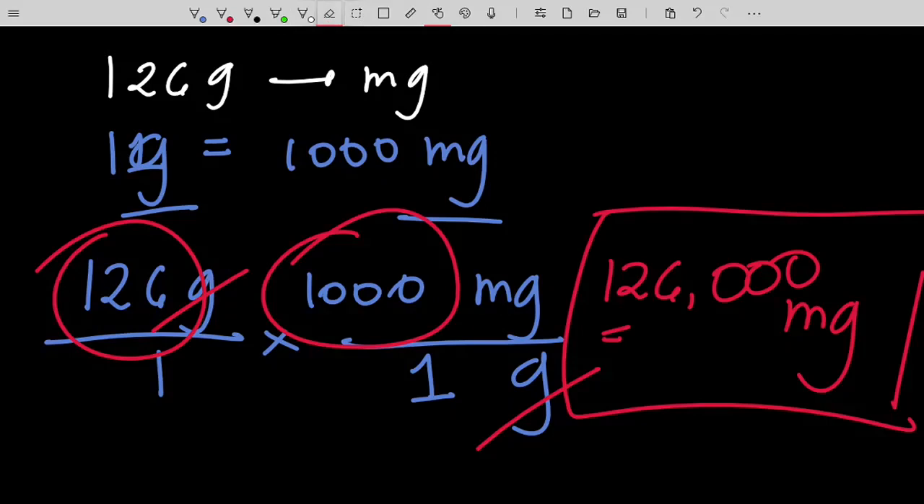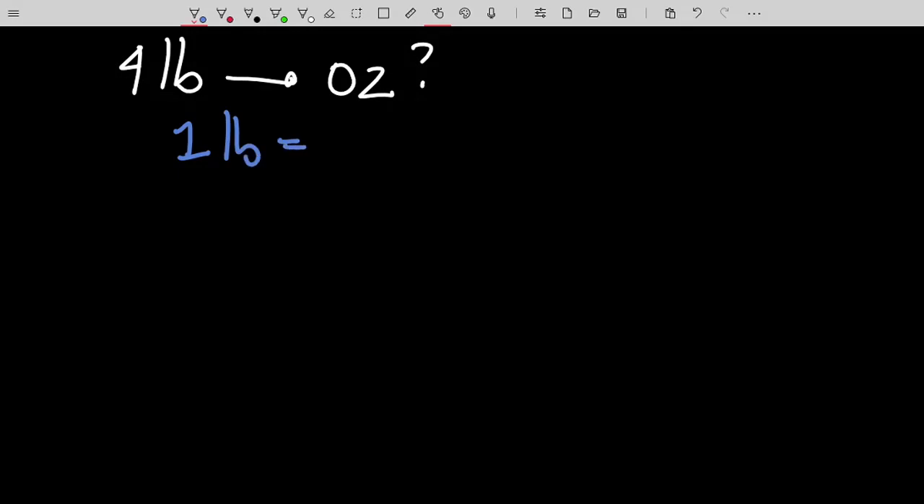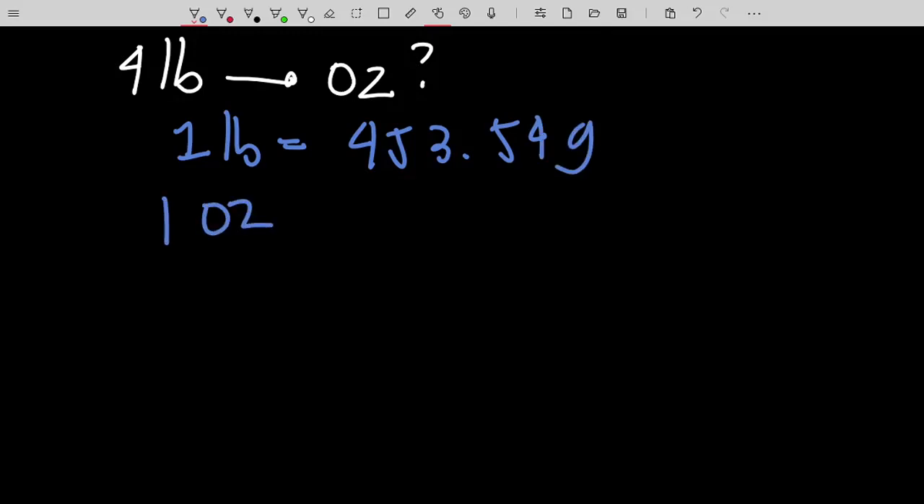Now let's try to have another example. Now what if I want you to convert 4 pounds into ounce? Now again, find the nearest possible conversion factor. Now we know that in 1 pound we actually have 453.54 grams, and in 1 ounce there is 28.35 grams. Now applying the rule, first rule is to bring down the given, and the given here is 4 pounds.